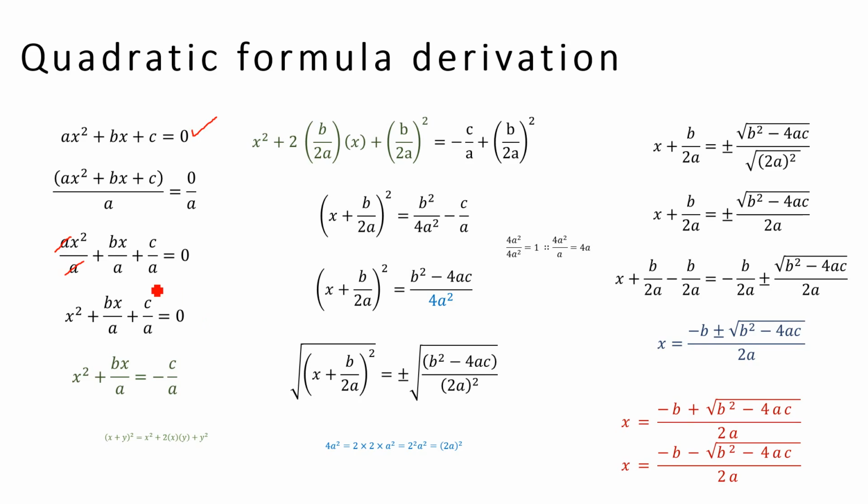Now in this next step, we have just transferred this c by a term to the right hand side of the equation, so this becomes minus c by a. And now here is the tricky part for deriving the quadratic formula. Here we will make this side of the equation a complete square, like x plus y whole squared. We know that x plus y whole squared is equal to x squared plus 2xy plus y squared.